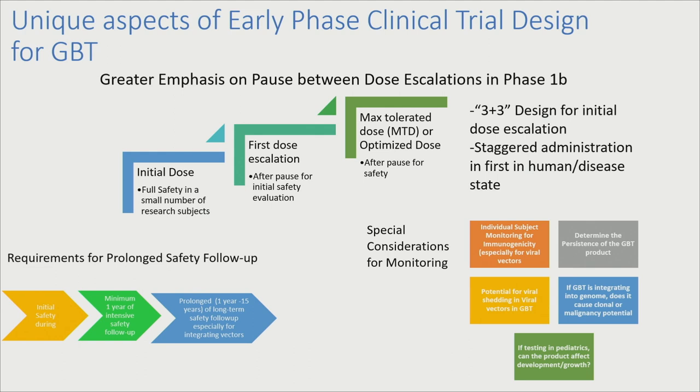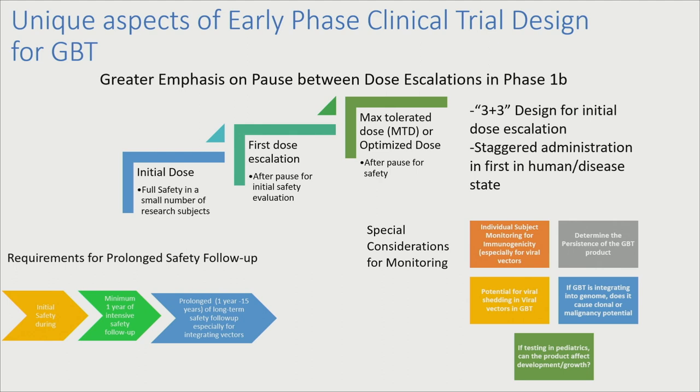In addition, there are special considerations for monitoring in GBT that are unique to these types of trials, which include individual subject monitoring for immunogenicity, determining the persistence of the GBT products. Some of these can persist, especially if they're integrating. There is also the potential for viral shedding, depending on the type of virus chosen as a vector, if that's the type of vector selected, and whether, if the GBT is integrating, it can cause genomic issues like malignancy or clonal populations. And finally, if testing in pediatrics, there are special considerations outlined in several of the FDA guidance documents about specific therapeutic monitoring that affects both development and growth for pediatric patients.